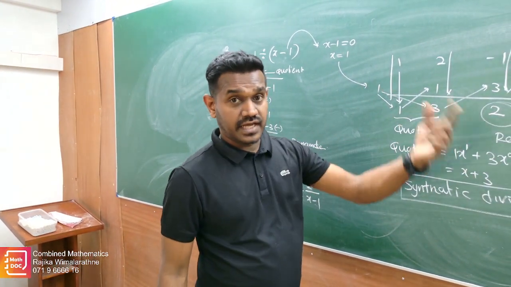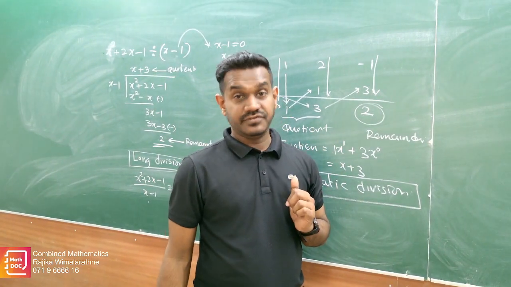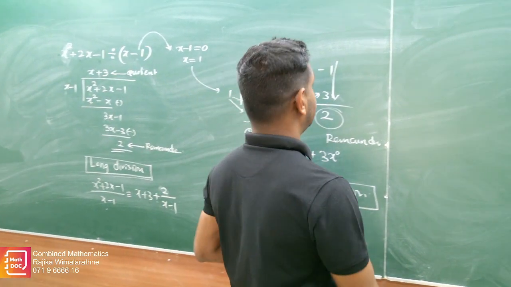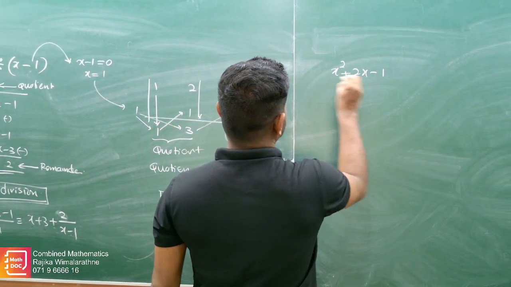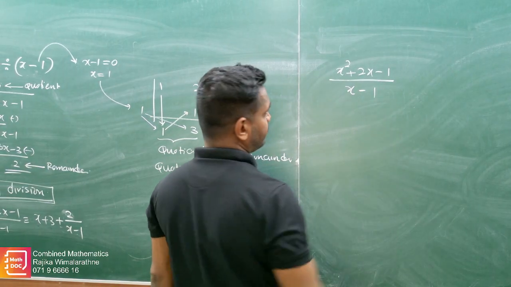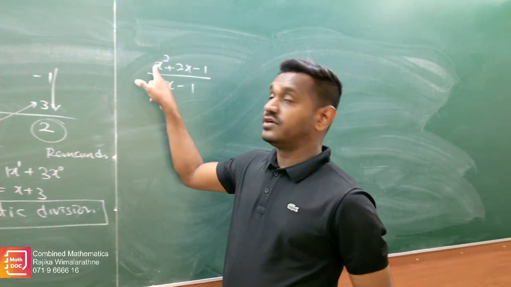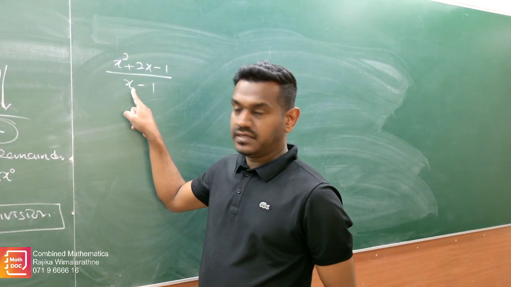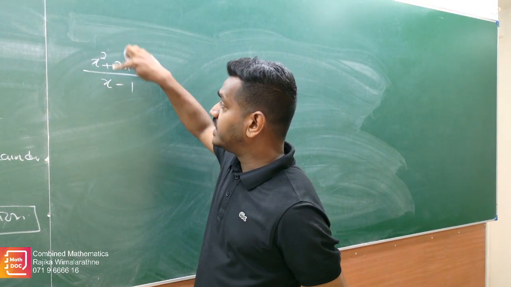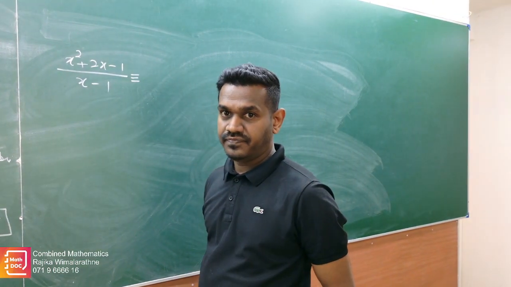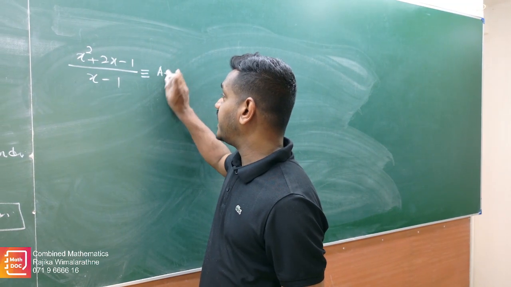Now let's move to the third type. Let's see how to get the remainder and quotient by the division algorithm. Here it is: x squared plus 2x minus 1 is going to be divided by x minus 1. Check this properly. The numerator has degree 2 and the denominator has degree 1. Then the quotient will have degree 2 minus 1, which is 1. So write a general degree 1 expression, ax plus b.